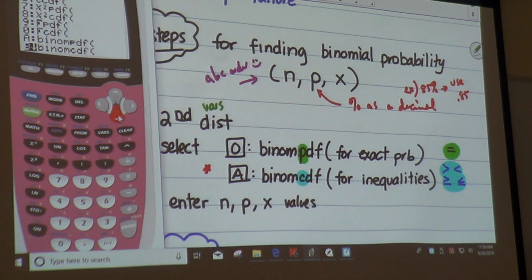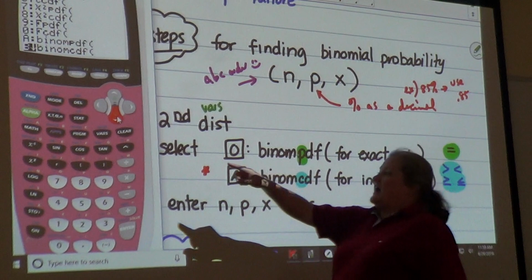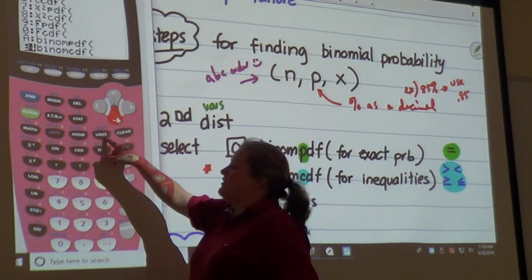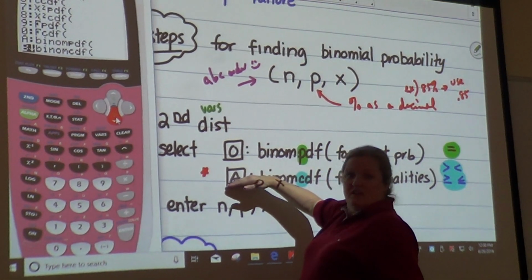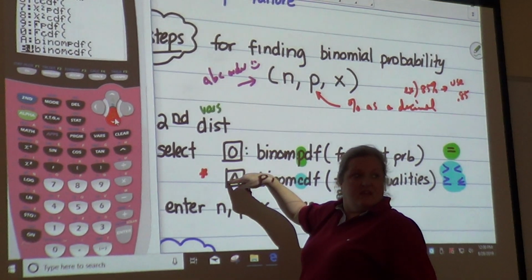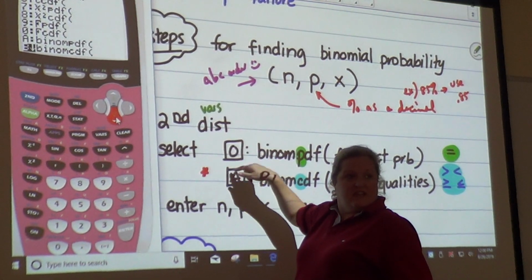Oh, they are A and B. My calculator upstairs, mine's A and B. What are y'all's? How did you get there again? I did second, vars. Second bar. Oh, okay, I see. I did second, and then I hit vars. Mine are A and B. Is anybody else's 0 and A? Or yours A and B?